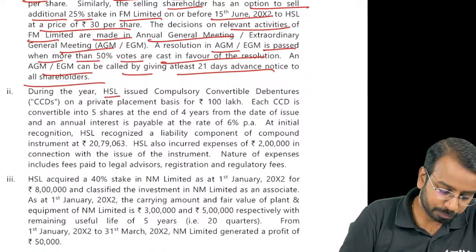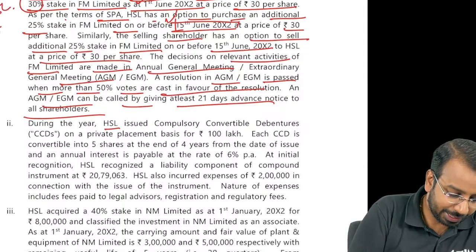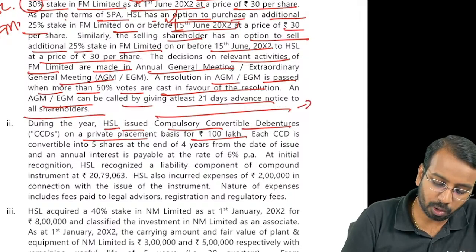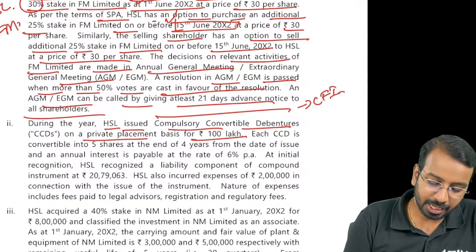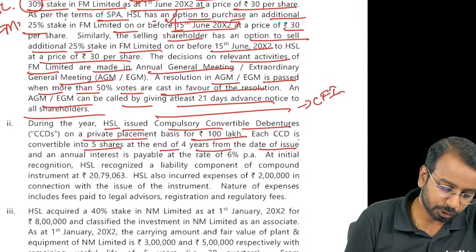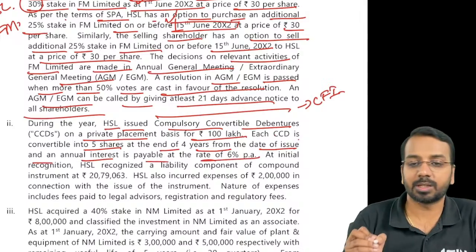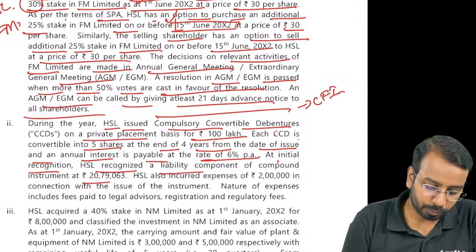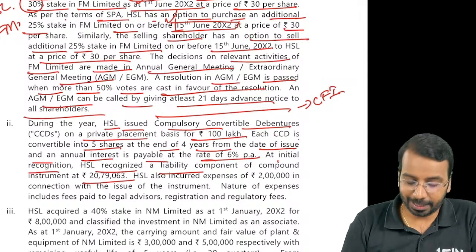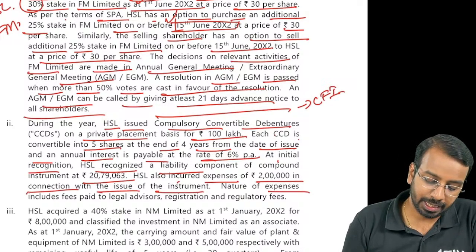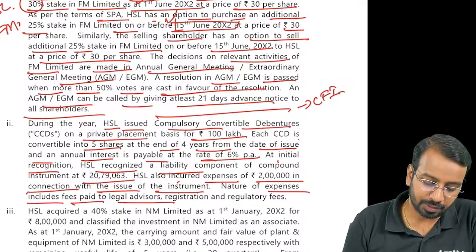During the year, HSL issued compulsory convertible debentures on a private placement basis for 100 lakhs. Now CCD are what? Compound financial instrument. Each CCD is convertible into 5 shares at the end of 4 years from the date of issue, and an annual interest is payable at the rate of 6%. At initial recognition, HSL recognized a liability component of 20,79,063, and HSL also incurred expenses of 2 lakhs in connection with the issue of the instrument. Nature of expenses includes fees paid to legal advisors and other aspects.